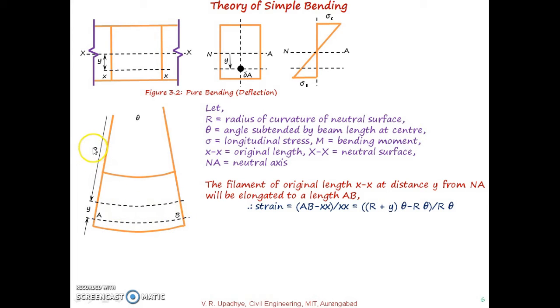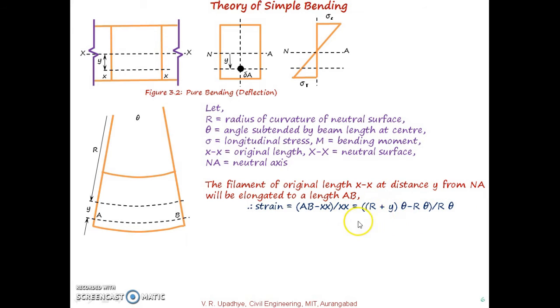Now if we consider this deflected shape, then at this position the length AB will be related to the radius of curvature and the angle subtended by the deflected beam at the center. So that distance AB will become (R plus Y) multiplied by theta. And in the original case, XX is the length at the neutral axis or neutral surface, so that distance will become R into theta. So AB minus XX becomes (R plus Y) into theta for AB, and R into theta for XX, divided by the original length, again XX, which is R into theta.